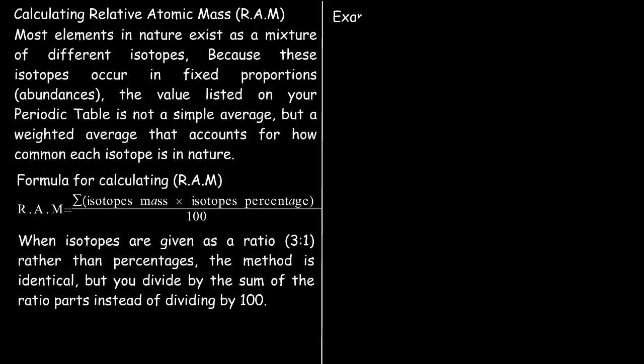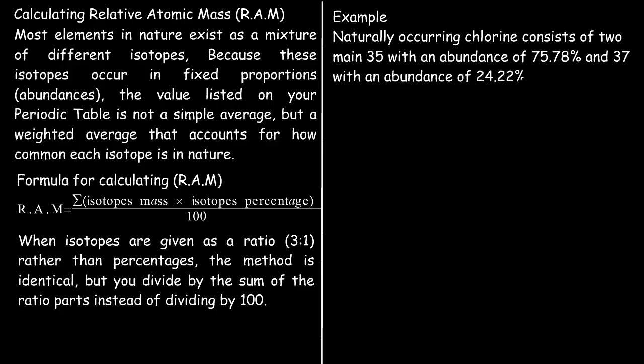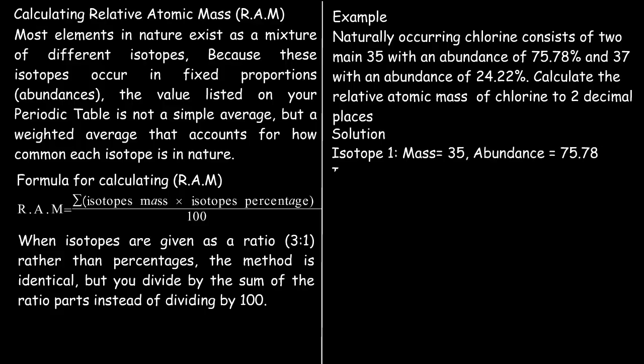It states that naturally occurring chlorine consists of two main isotopes, 35 with an abundance of 75.78% and 37 with an abundance of 24.22%. Calculate the relative atomic mass of chlorine to 2 decimal places. Now, our isotope 1 has the mass number of 35 and abundance of 75.78, and isotope 2 has the mass number of 37 and abundance of 24.22.